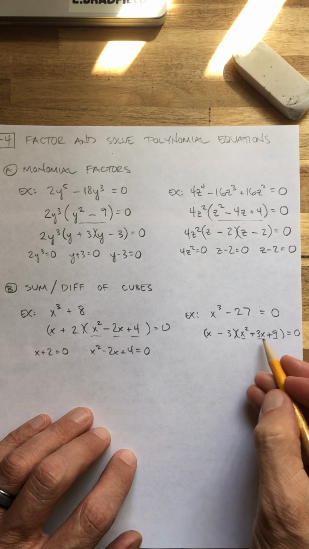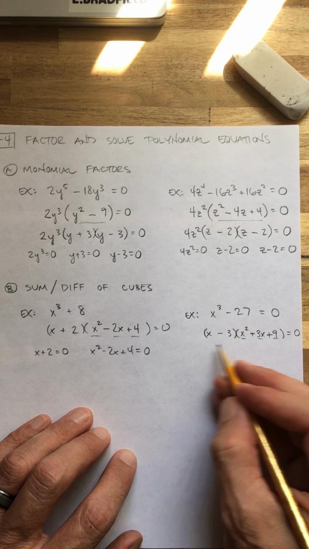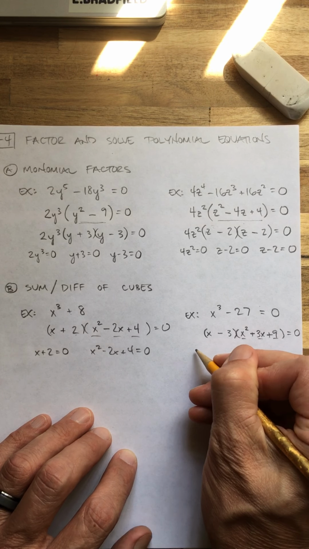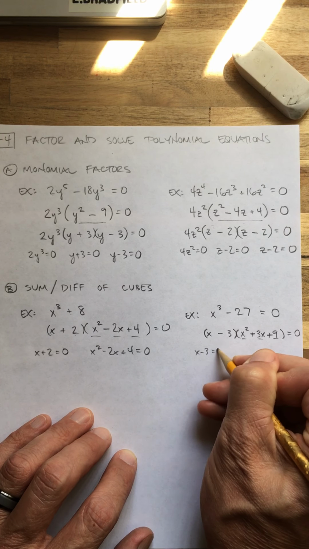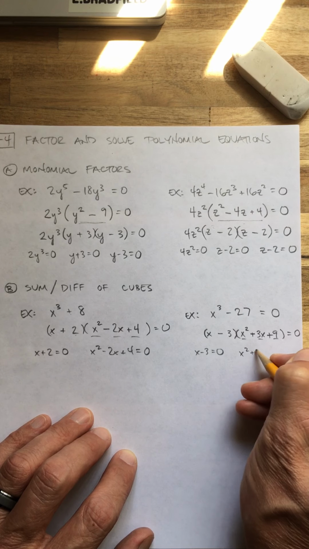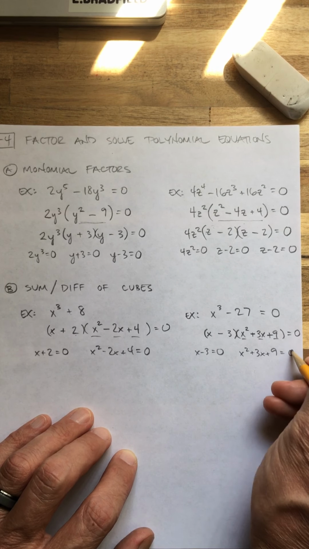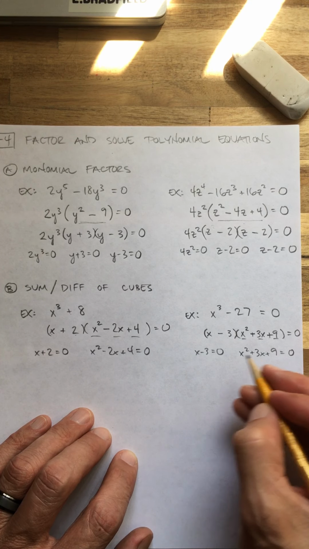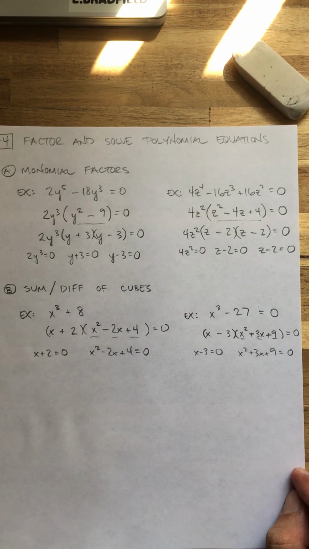And then, does this factor? This doesn't factor, so you're going to make your 2 equations. I'll let you finish that. Here, I'll just set it up. So x minus 3 equals 0, and we have x squared plus 3x plus 9 equals 0. And then from there, if this doesn't factor, quadratic formula. This one is pretty easy to solve.